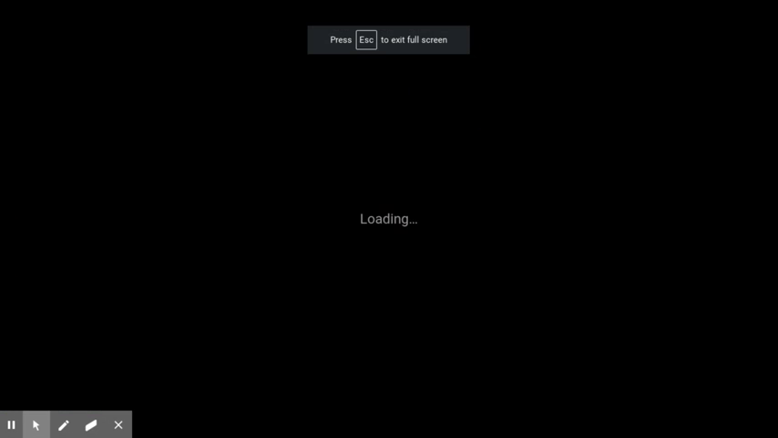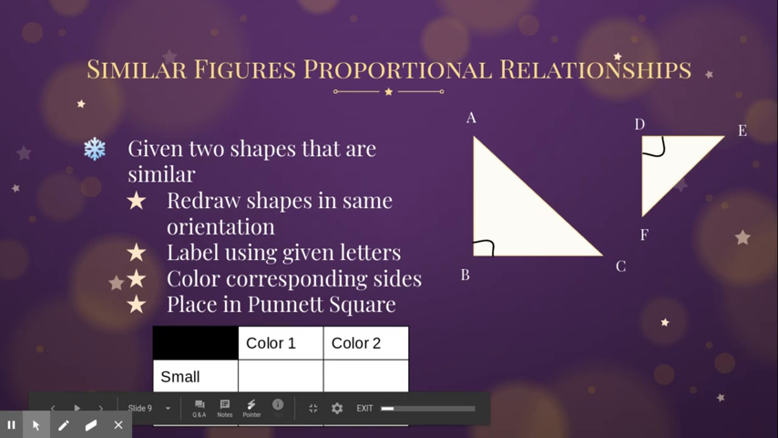Okay, guys, so today we're going to work on setting up proportions for similar figures. So we're moving away from scale factor and we're going to do the proportional relationship. So we're just going to set up proportions, no solving today. Okay, and this is coming from different shapes.